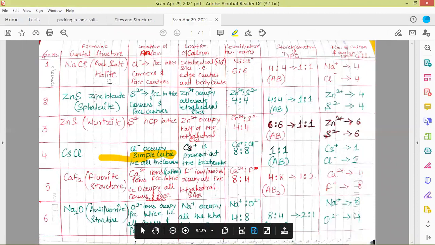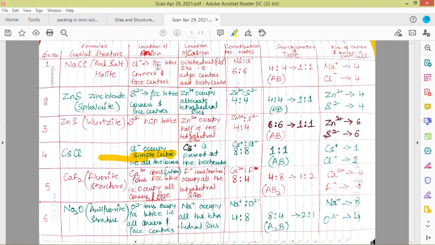Firstly, we discussed the sodium chloride, which was the halide structure, where chloride ions were making the FCC lattice. That is, they were present at the corners and at the face centers. So sodium ions will occupy the octahedral sites, that is edge centers and body center. Coordination ratio is 6:6. Stoichiometric ratio is 4:4, and number of sodium and chloride is 4.